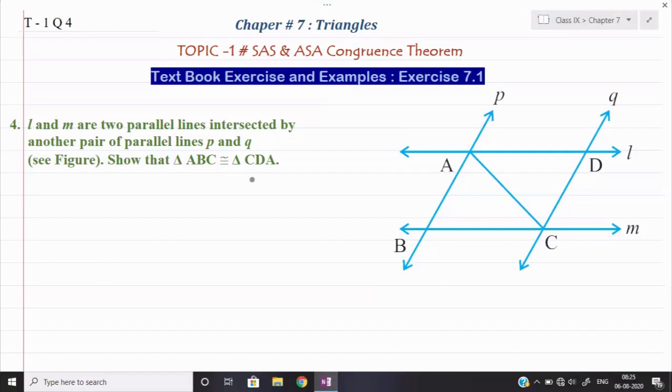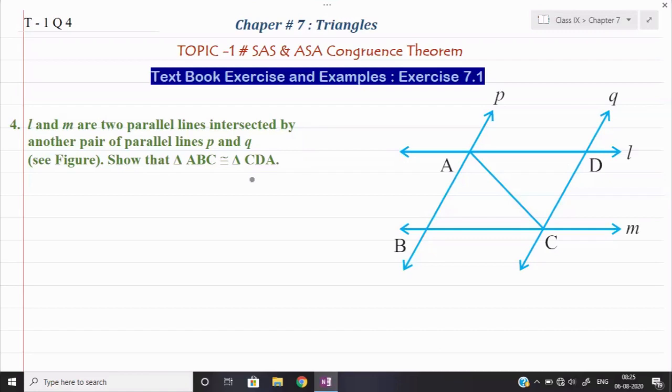L and M are two parallel lines intersected by another pair of parallel lines P and Q. Basically, we are given two pairs of parallel lines: P is parallel to Q, and L is parallel to M. Then they say prove that triangle ABC and triangle CDA are congruent to each other.